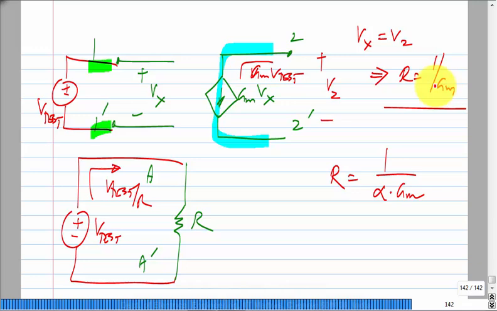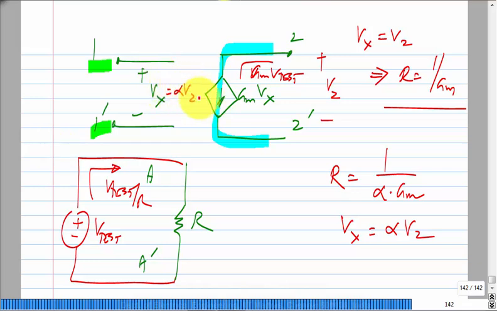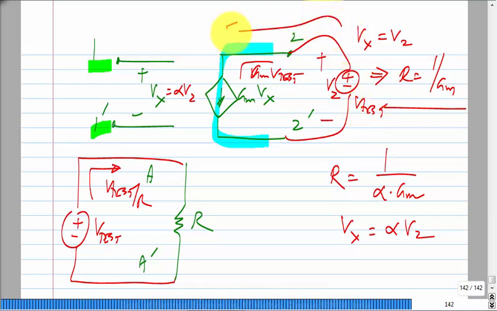What should I do here? Basically, I need to make Vx equal to alpha times V2, right? So then the measurement is not here. This is equal to alpha times V2, right? With some feedback arrangement, I need to do that. Then if I apply V test here, the current that flows here is alpha times Gm times V test.